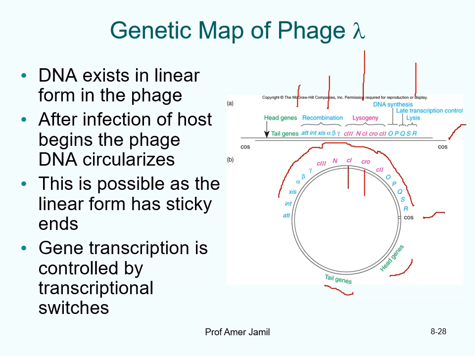And then there are proteins which are required, and especially two important sites. One is the N and the other one is the Q. These N and Q sites are called anti-terminator sites, as we will see how they interact in the expression of genes in this case.